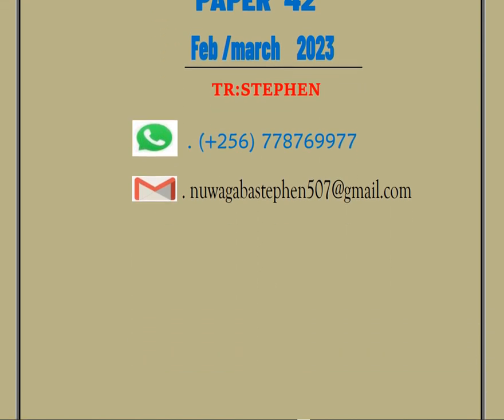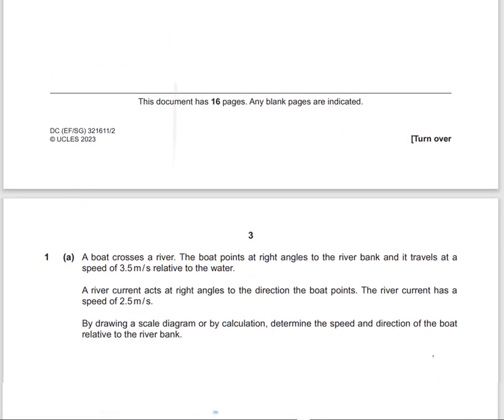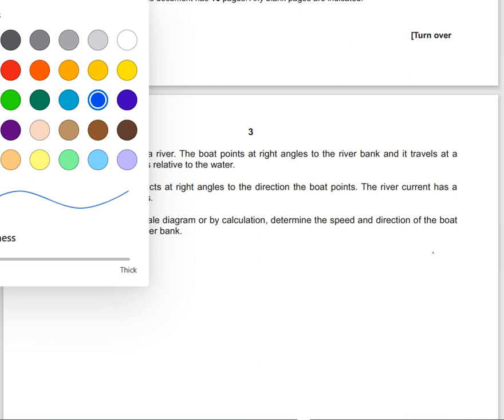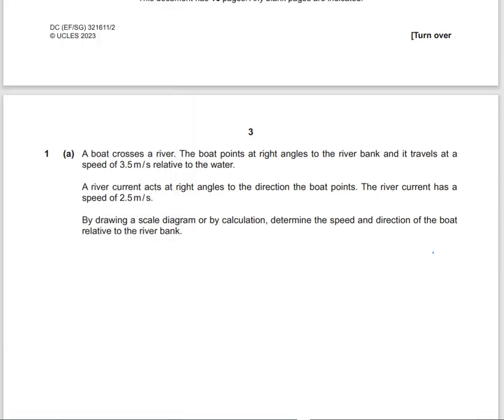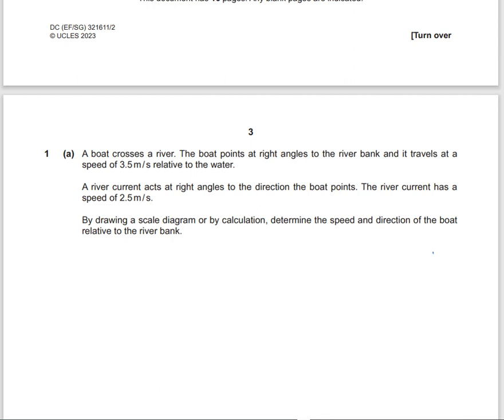So let's go to the first question. The first question is saying a boat crosses a river. The boat points at right angles to the river bank and it travels at a speed of, so here we have the speed of the boat, which is actually 3.5 meters per second.